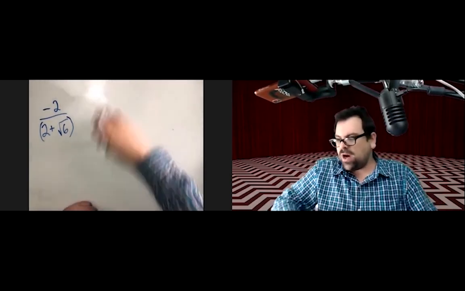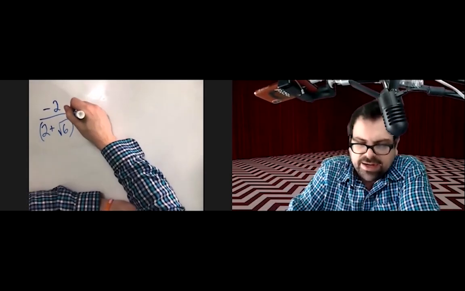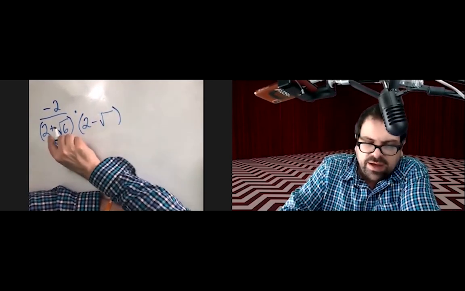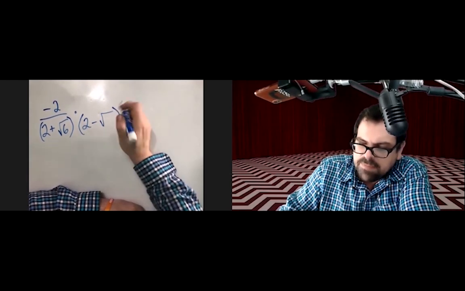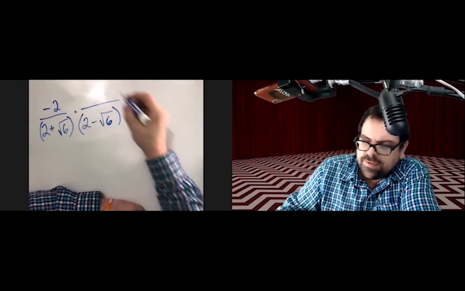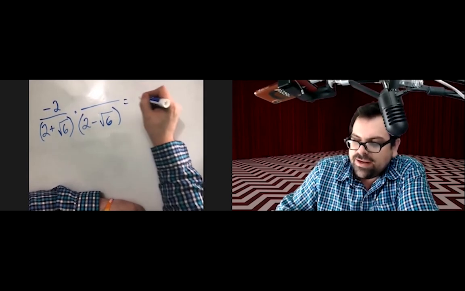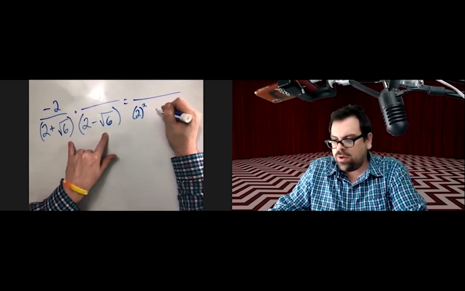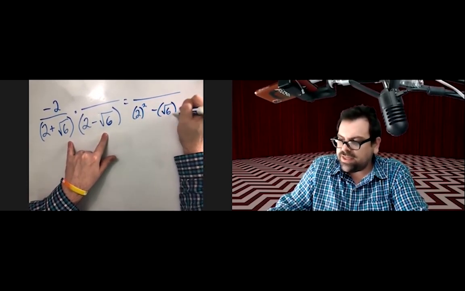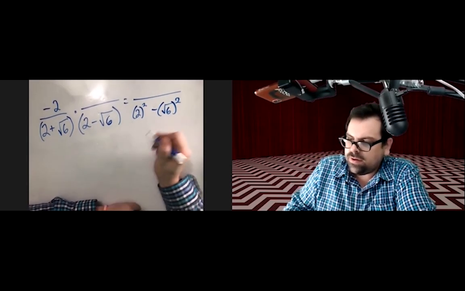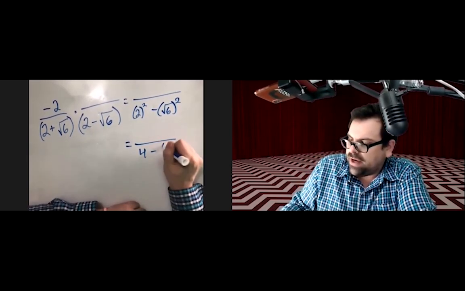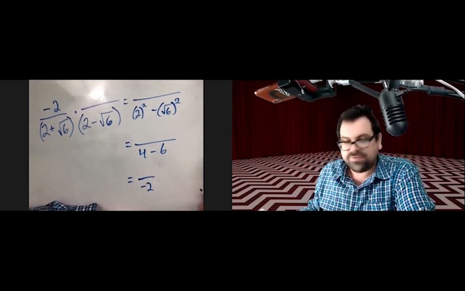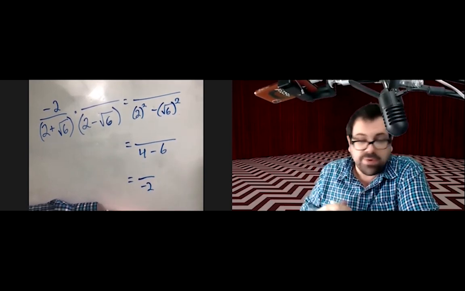Well, that's why we discovered the fact that multiplying by the conjugate works. If we have a plus radical 6, we make that minus radical 6, and that is a difference of squares. 2 squared minus radical 6 squared. And that's 4 minus 6. And that's -2.